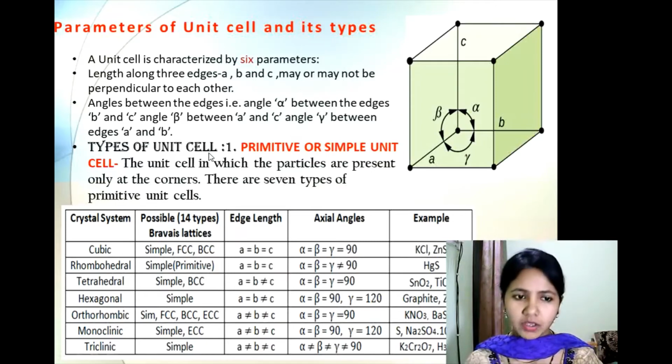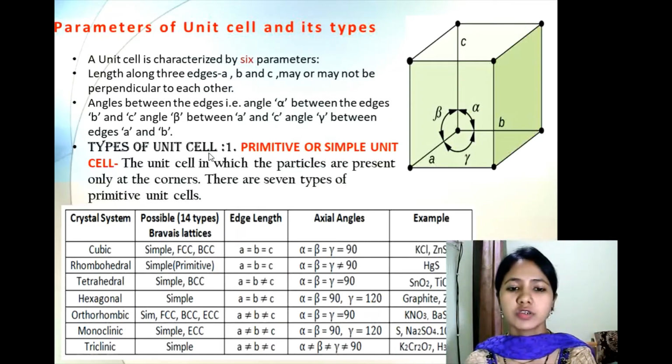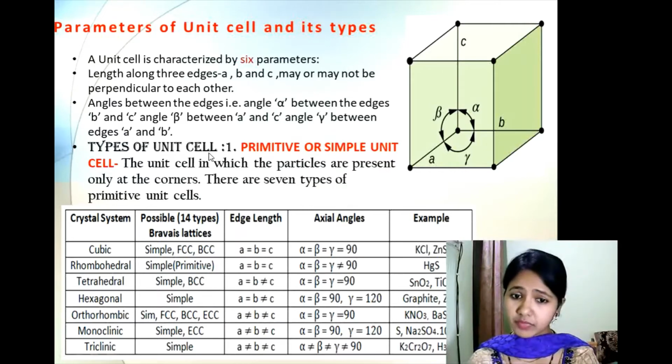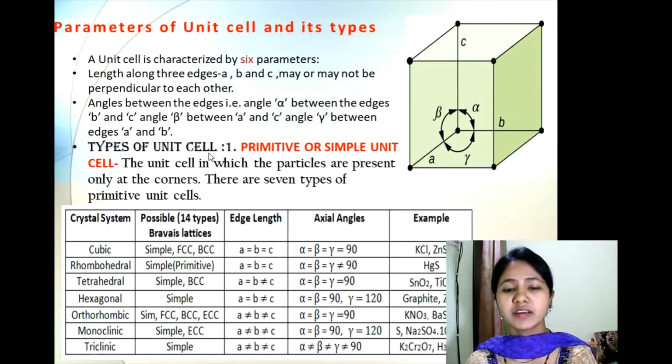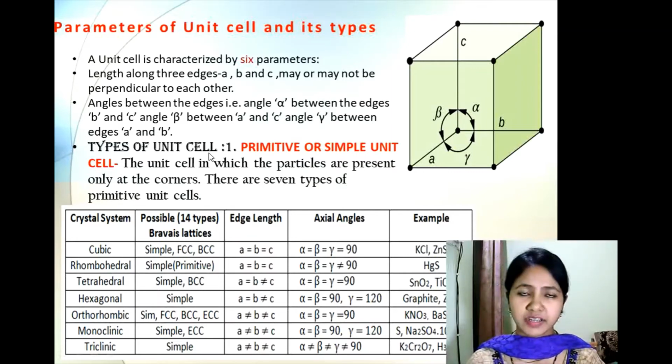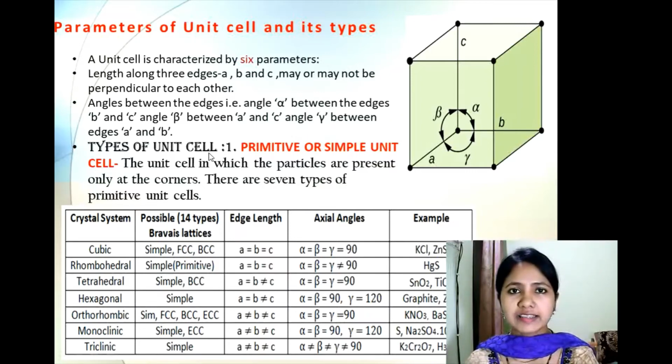examples of it. See, in cubic, the edge lengths are a = b = c. All the 3 lengths are equal to each other. At the same time, all the angles, that is alpha, beta and gamma, are equal to 90 degrees in a simple cube. You must have seen the cube. So in a cube, all the lengths are equal as well as all the angles are equal to 90 degrees. In the same way, in the rhombohedral also you can see the 3 edge lengths are equal, but the angles are not equal to 90 degrees.